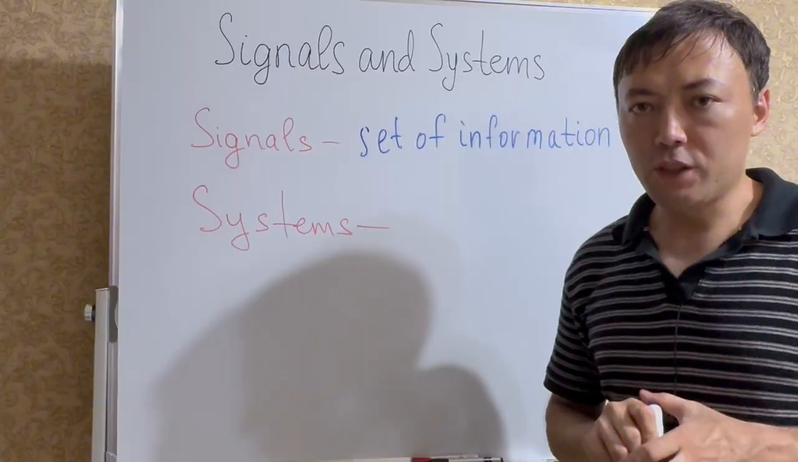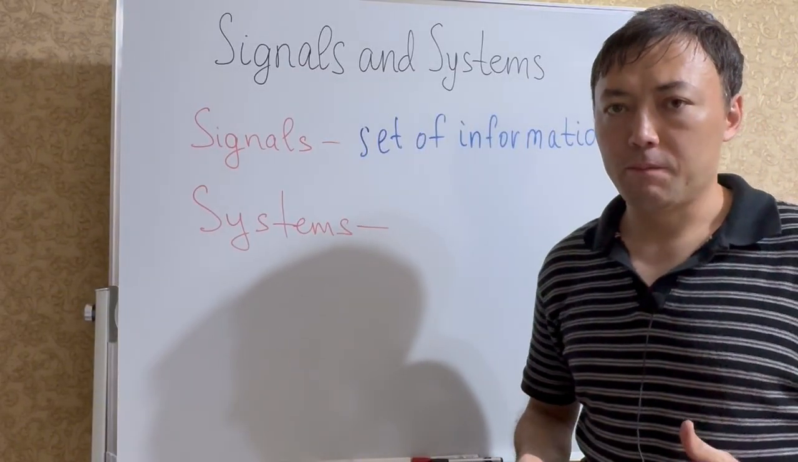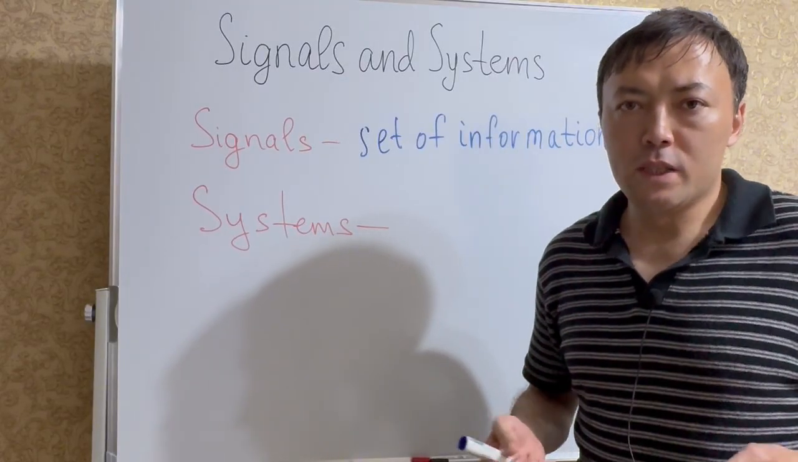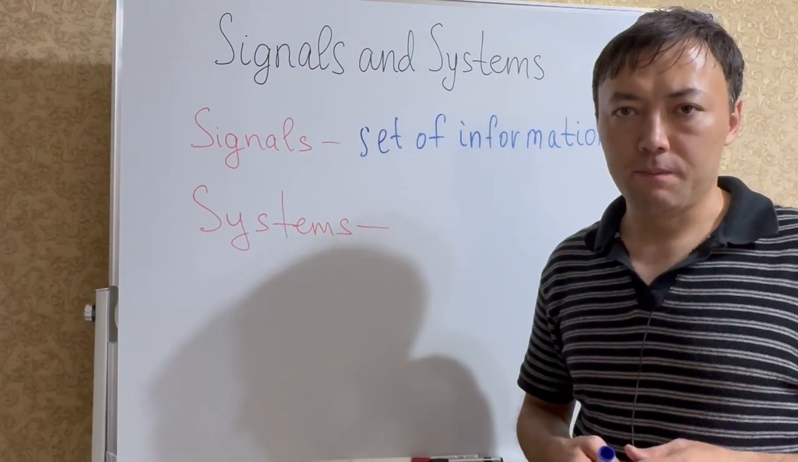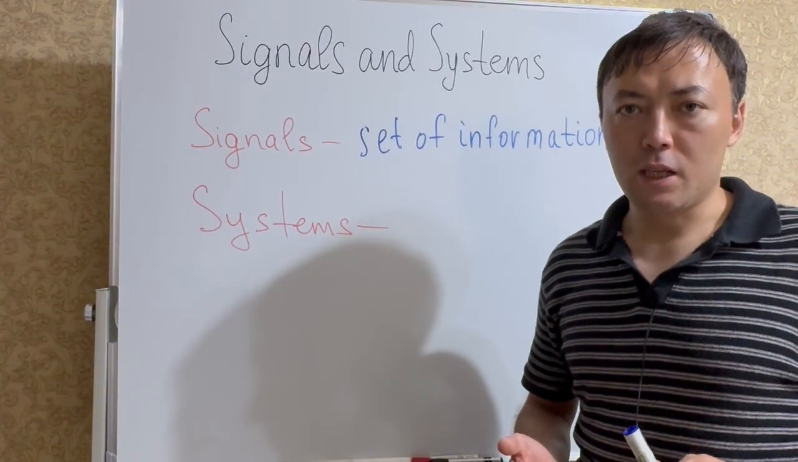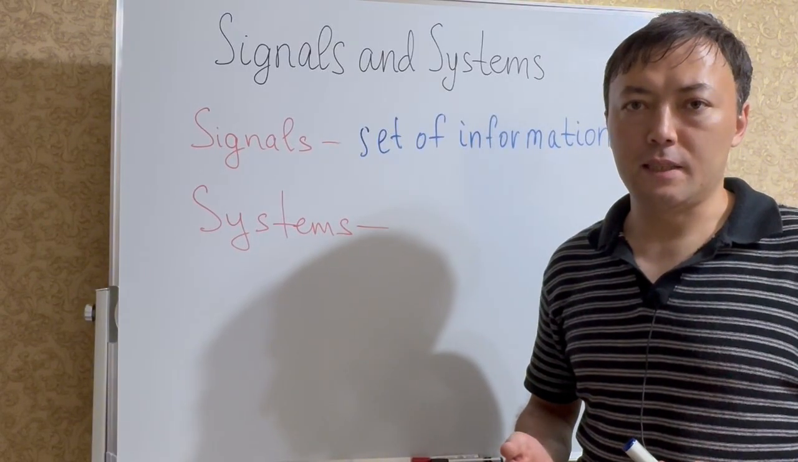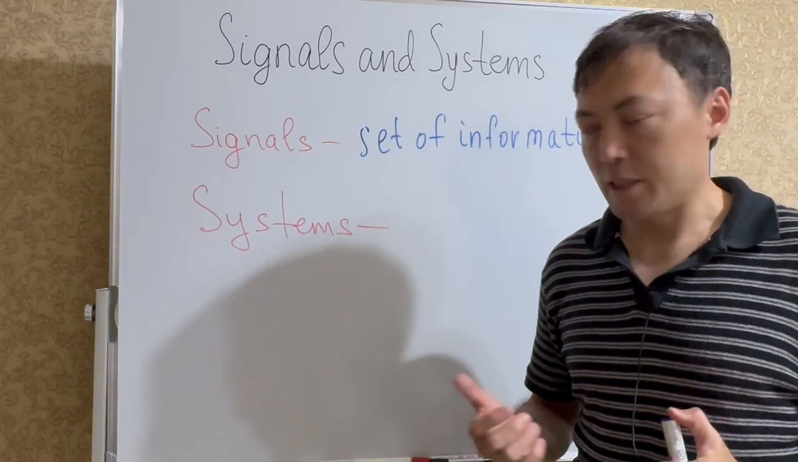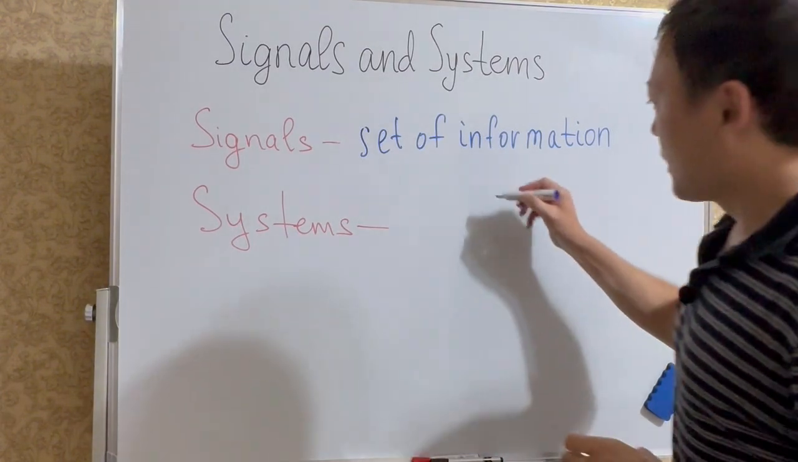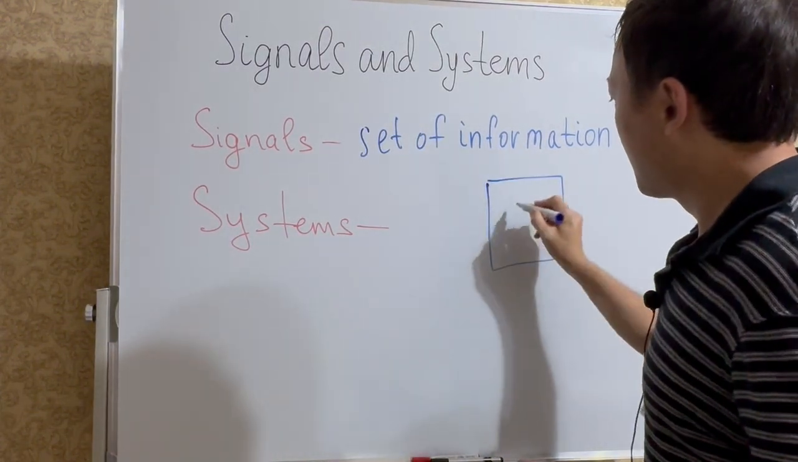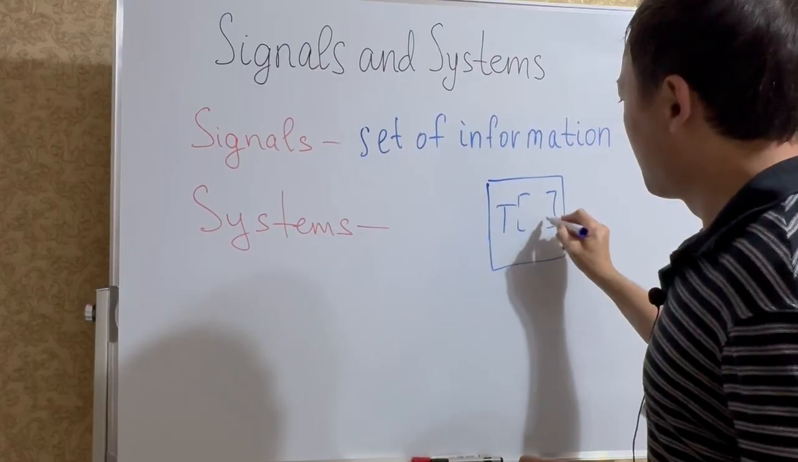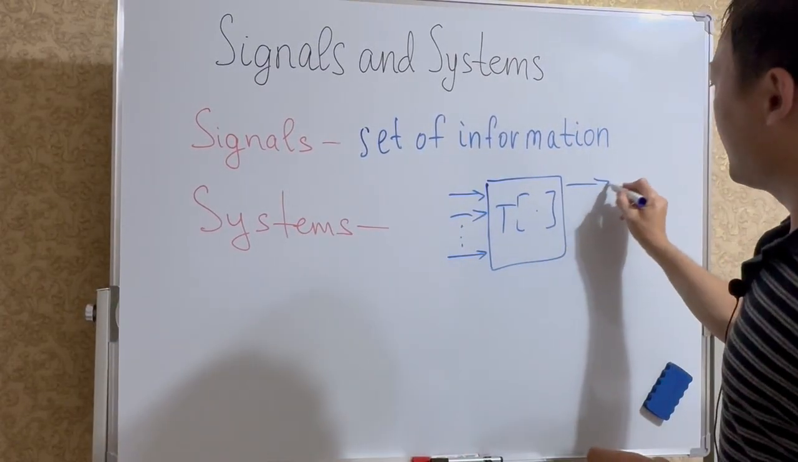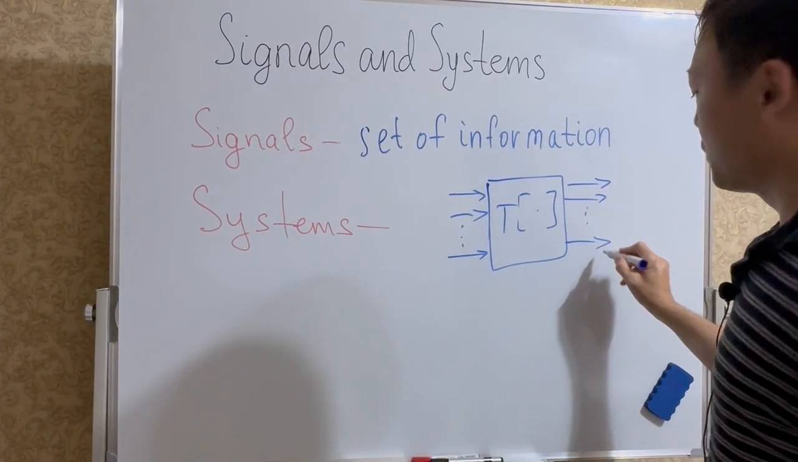Once a signal is received, we can extract the information it contains. We can then process this information, modify it, combine it with new information, and finally transmit the result. To perform these operations, we need a device. Generally, such a device consists of interacting components and is called a system. So, a system is a device that transforms a set of input signals into another set of output signals.